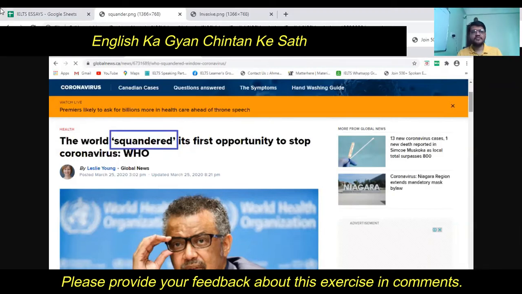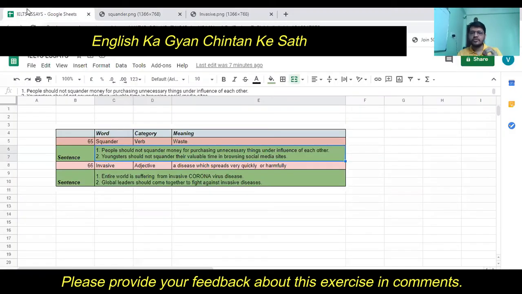So the world has wasted the opportunity to stop coronavirus, because there were some guidelines set up by the WHO, but due to some unfortunate situations, some countries of the world, or I think most of the countries of the world, were not able to fulfill those guidelines at initial stages, and just because of that the opportunity has been squandered.